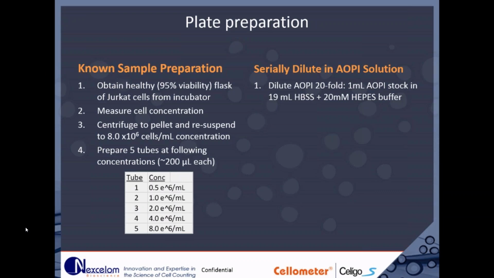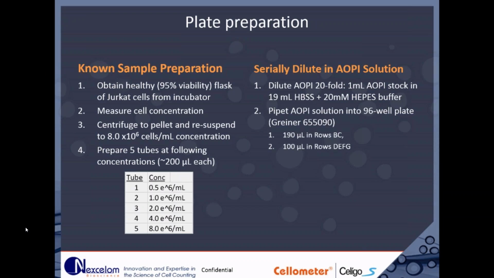And then next you're going to want to prepare a plate. You're going to get a Greiner 655090 plate. This is a black wall, clear bottom plate, and you're going to pipette 190 microliters into rows B and C. And you're going to skip the outer row of the entire plate, so you're just working on the inner rows. And then 100 microliters goes into rows D, E, F, and G.